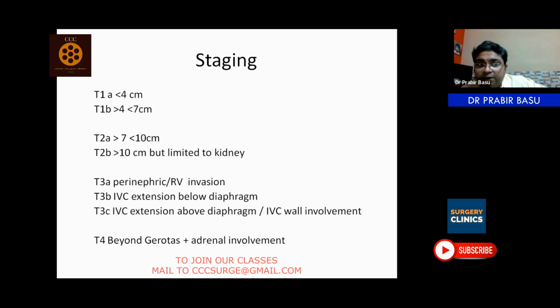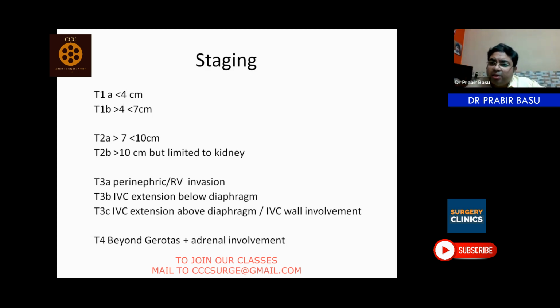Staging, very important. T1, 4 centimeter. Why? 4 centimeter is said to be a small renal mass. So below 4 centimeter, in an elderly patient, you can go for what is known as active surveillance. But in a young patient, don't go for active surveillance.